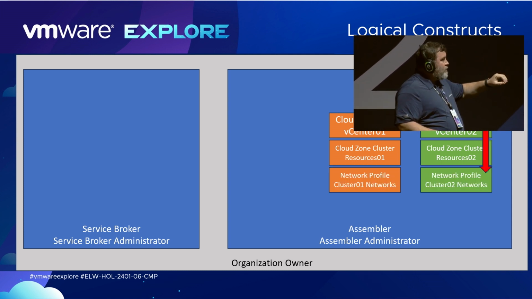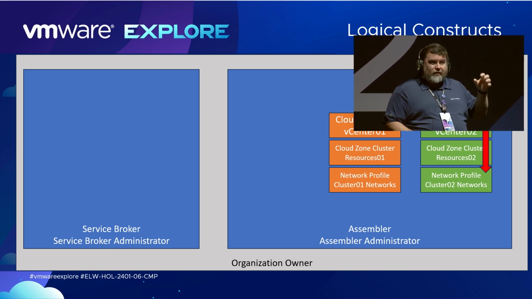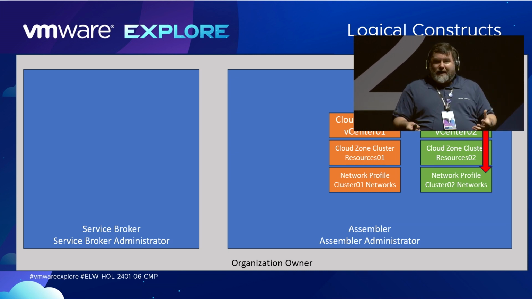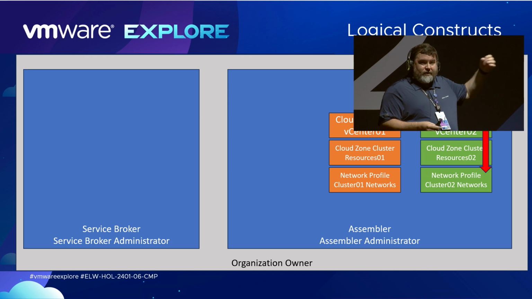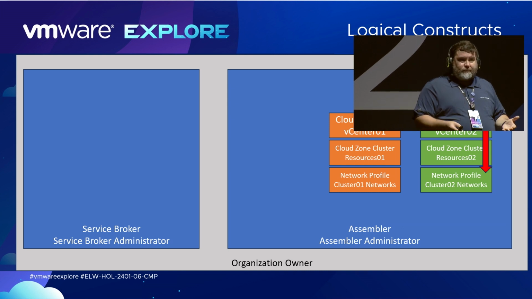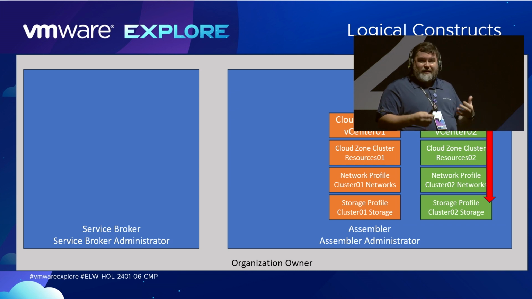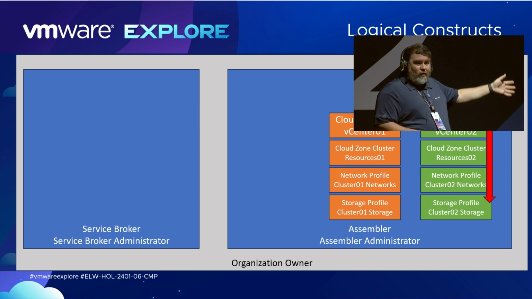Same thing with your network profile. Again, you have to have your cloud account to be able to create a network profile. They're all tied together. But your network profile, again, is like type networks that will be available in your cloud zones that you want to consume. Same thing with storage. Storage, again, like type storage that's available in the cloud zone that you want your different types of users to consume.